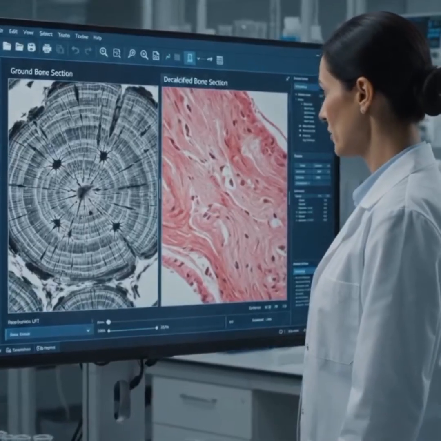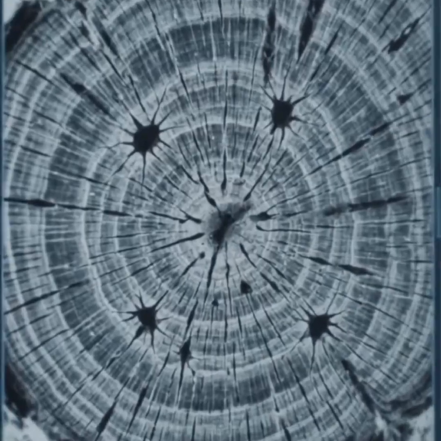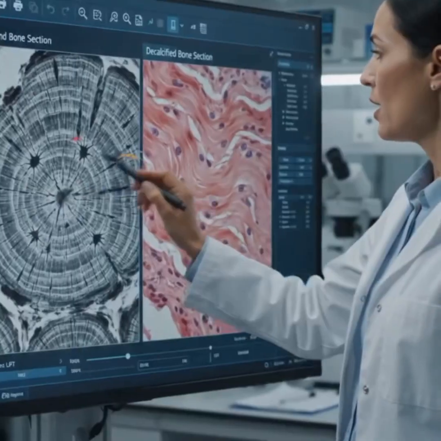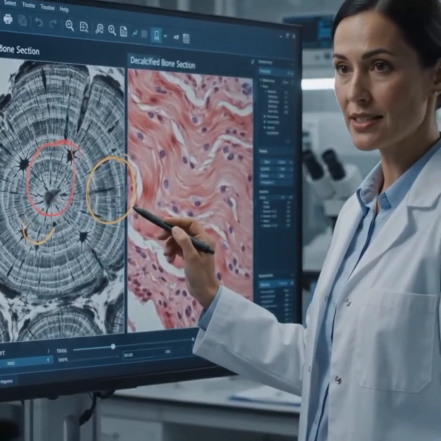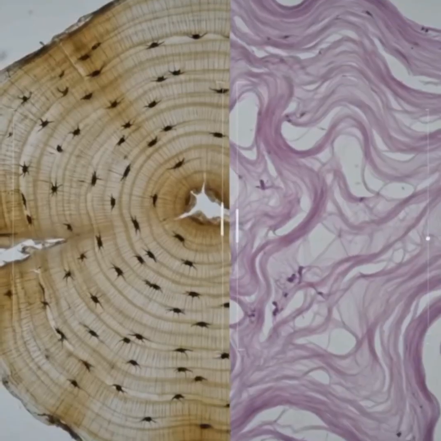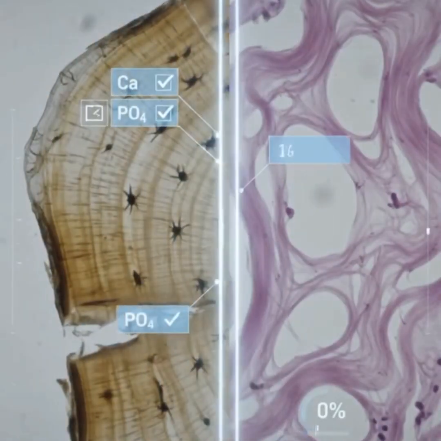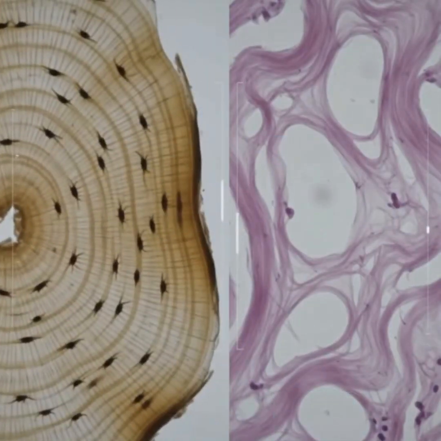Let's compare both bone sections. Ground bone shows the mineral phase. Decalcified bone reveals the organic matrix. Both are essential for complete analysis. Let's compare ground and decalcified bone. Ground bone retains its full mineral matrix. Decalcification removes all inorganic minerals.